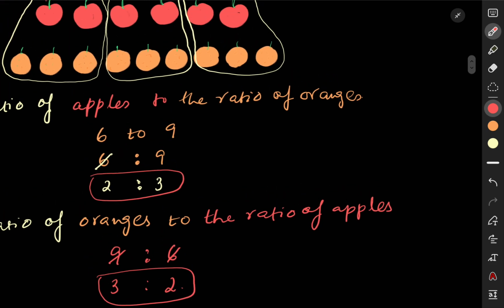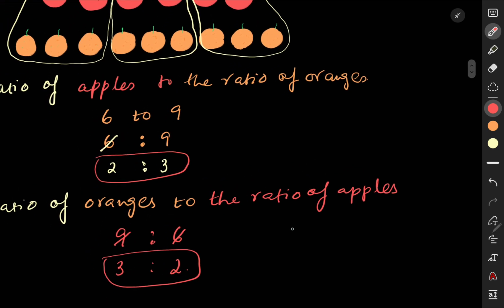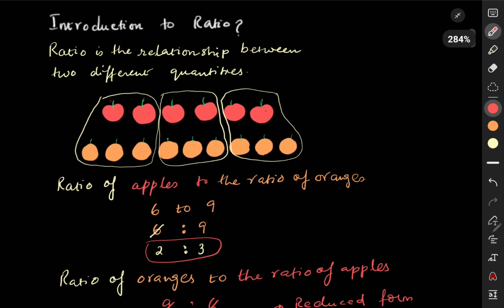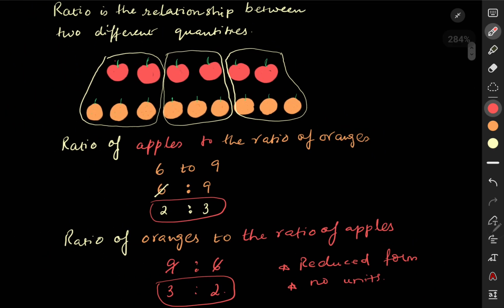So the ratio is always in reduced form, and it has no units. So in this way we find the ratio of two different things.